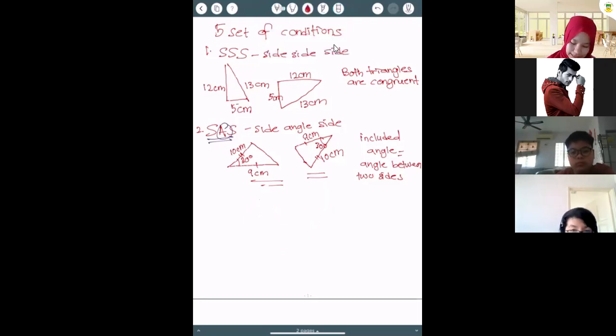For the next one, the third condition, other than SSS and SAS, you will also have AAS. Someone typed in the Zoom group chat something I did not understand. What you typed just now? SAS. Oh, SAS done. AAS.